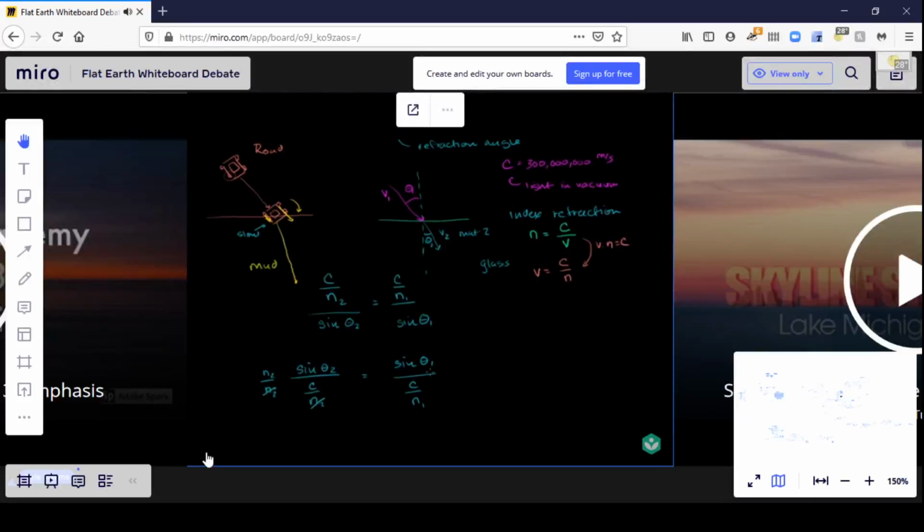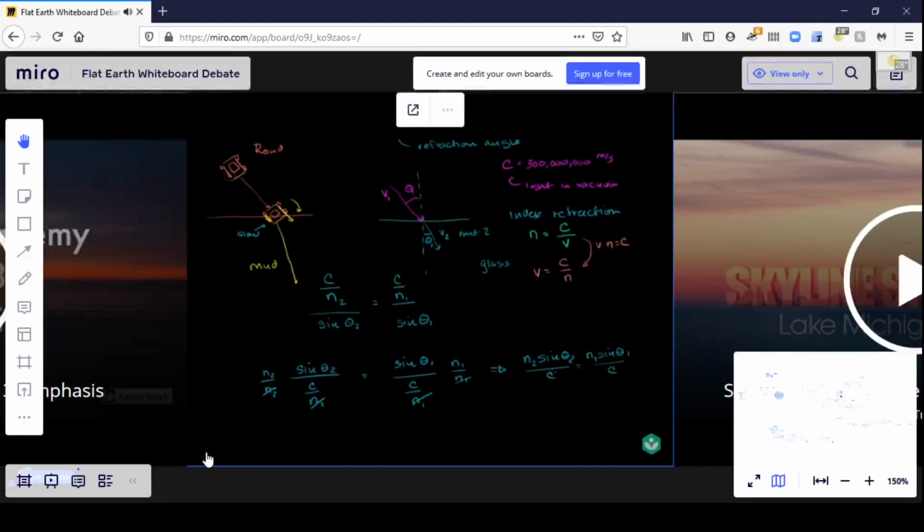And let's do the same thing over here. Multiply the numerator and the denominator by n1. So n1 over n1. That and that are going to cancel out. And so we get n2 sine of theta 2 over c is equal to n1 sine of theta 1 over c.